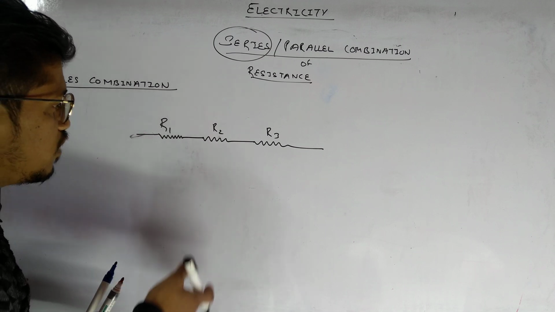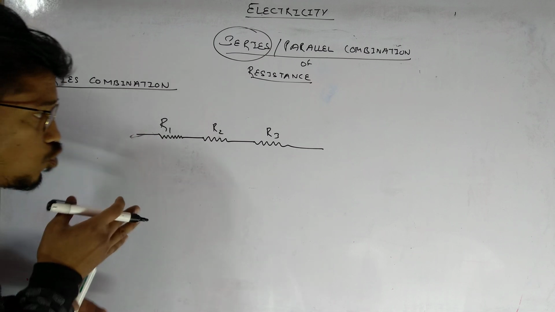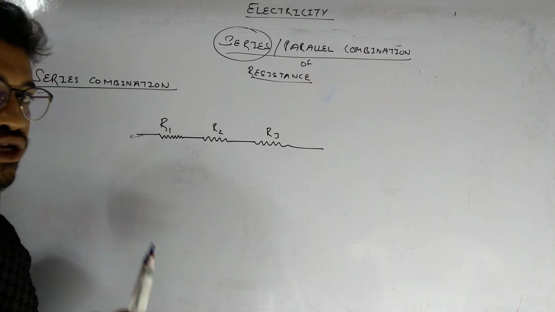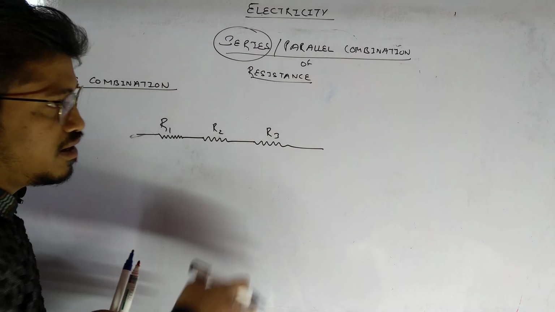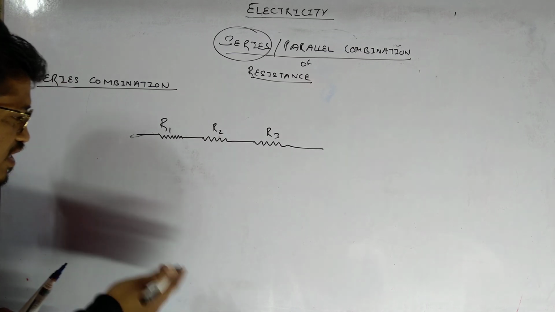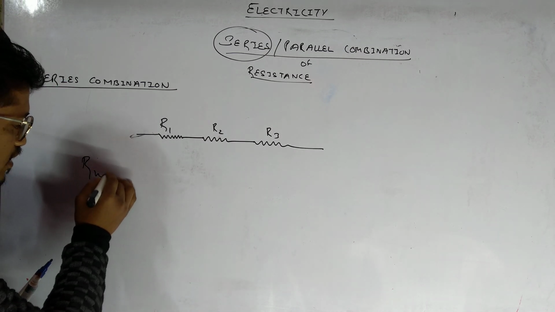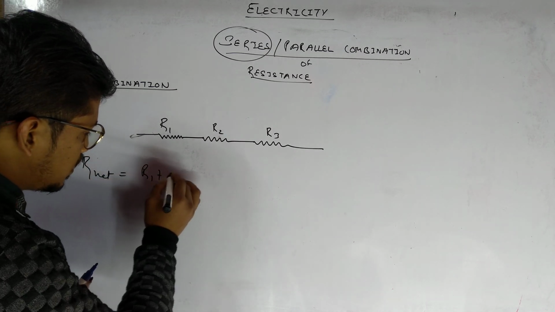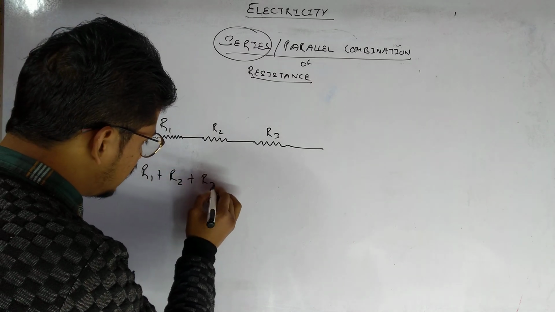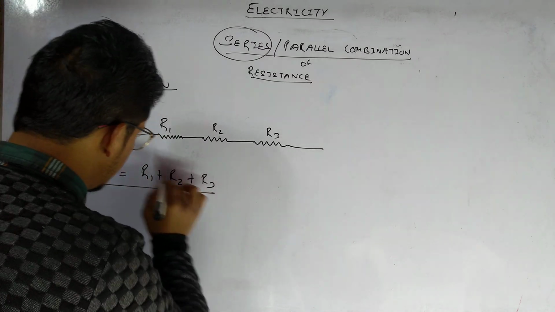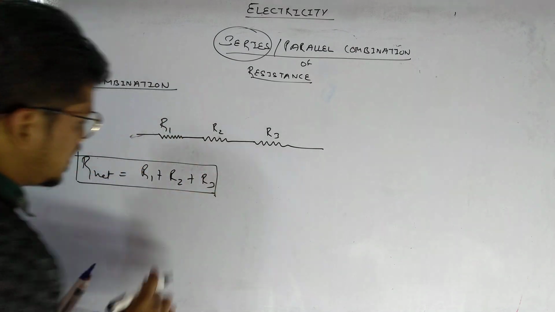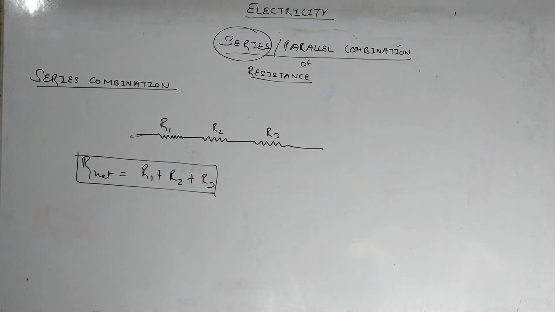Now if I want to calculate the total effective resistance, what is the total resistance of these three? How can we calculate it? It's very simple. R net is equal to R1 plus R2 plus R3. This is the total resistance.